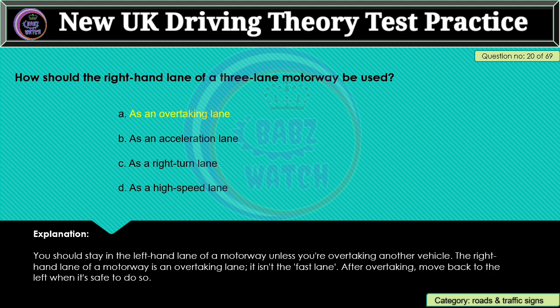Explanation. You should stay in the left-hand lane of a motorway unless you're overtaking another vehicle. The right-hand lane of a motorway is an overtaking lane. It isn't the fast lane. After overtaking, move back to the left when it's safe to do so.